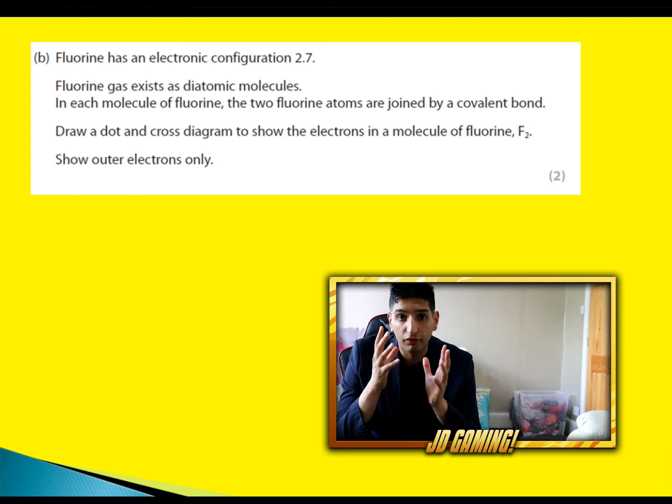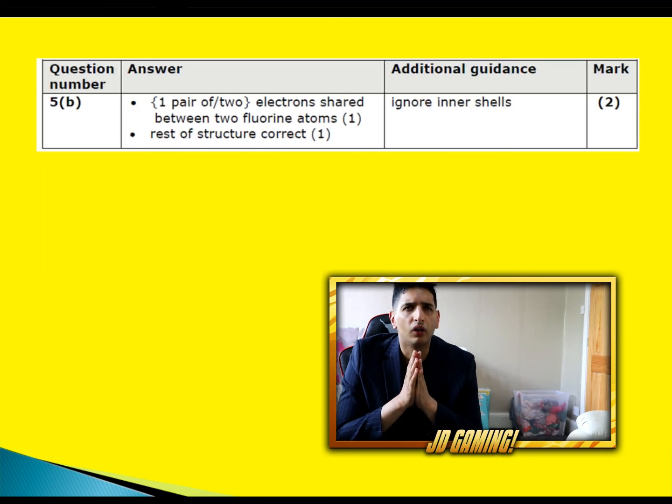Okay, so think about it. Fluorine needs 1, right? And there's 2 fluorines. Think about how they would look in a covalent bond. How would 2 fluorines look like in a covalent bond? I'd love it if you could draw it. There's the answer, well done.